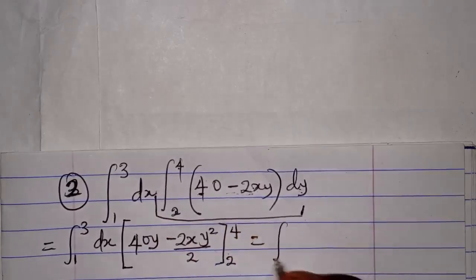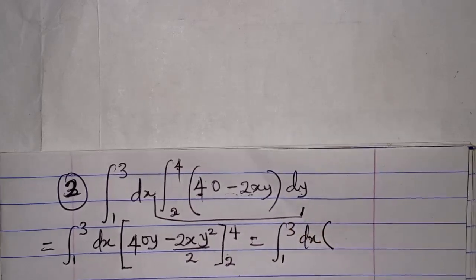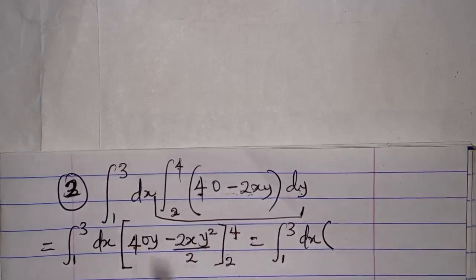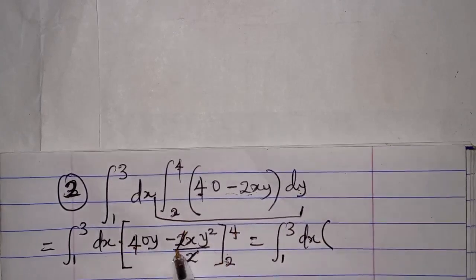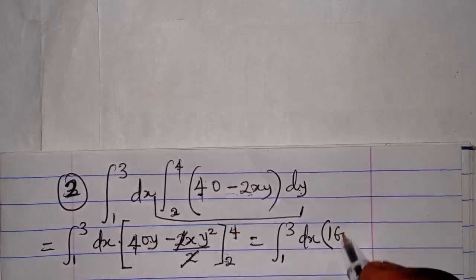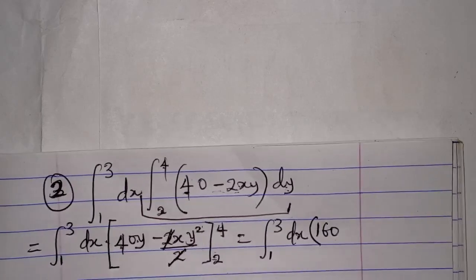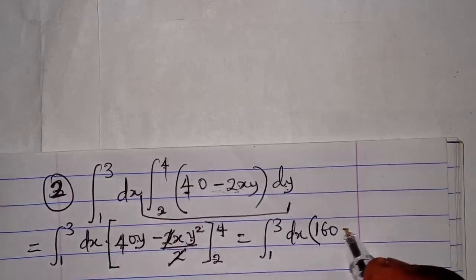Okay, so this is the integral from 1 to 3 dx of, we plug in the upper limit and then the lower limit. 2 cancels 2. Plug in 4 here, that's 160. Plug in 4 here, that's 16. 4 squared is 16, right? 16 times x, that's 16x.